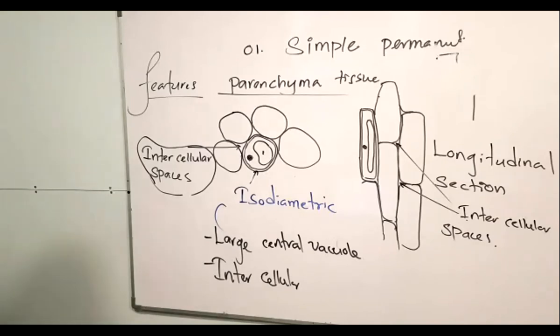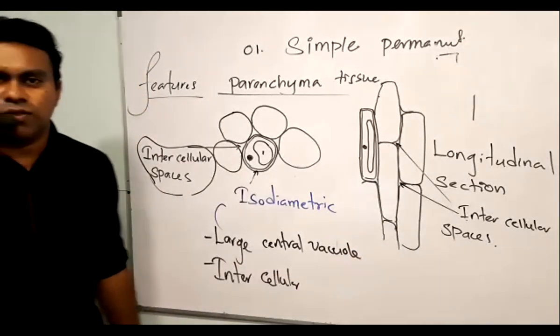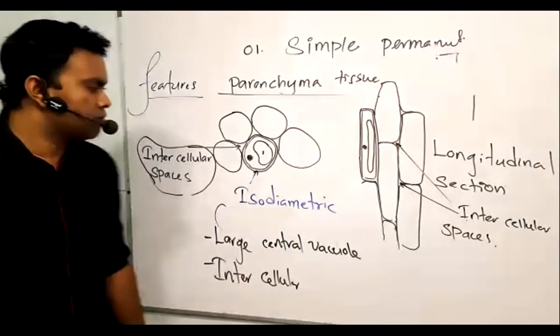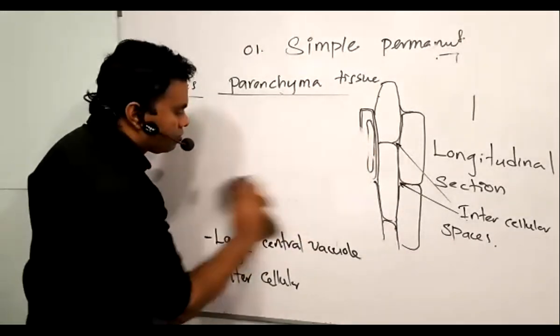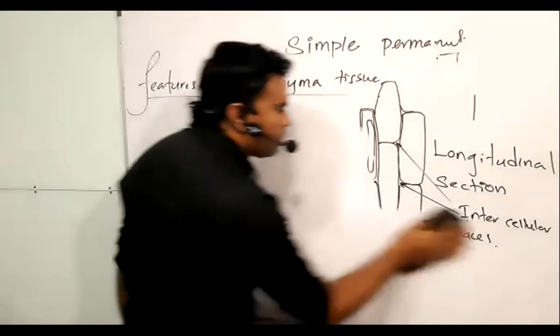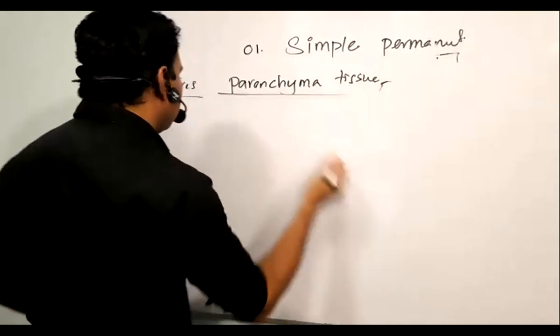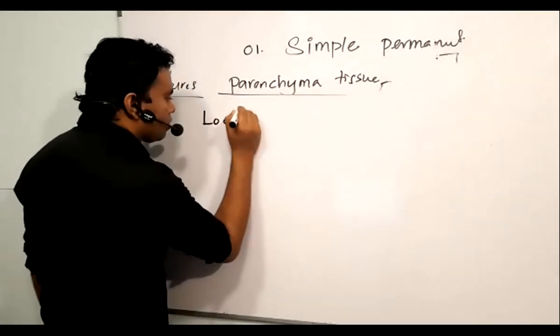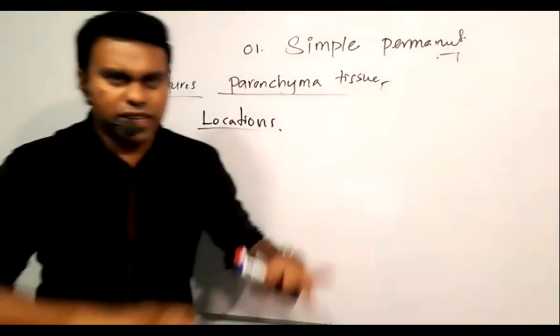Where do these parenchyma cells exist? Where do they exist? Now take down the topic, locations. Locations. Okay, then quickly go on.